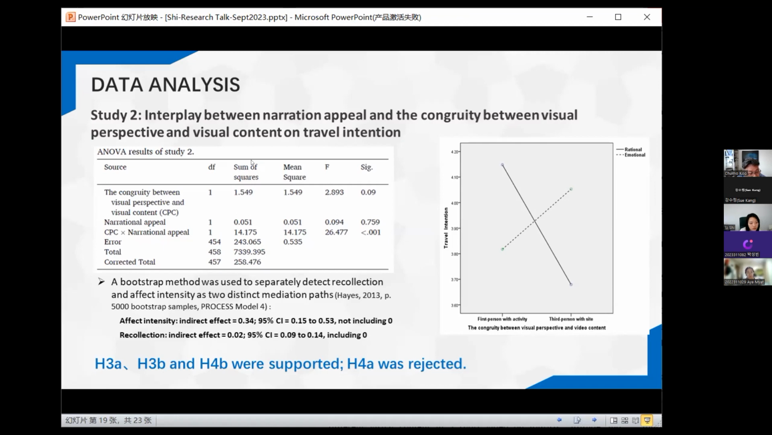And this also demonstrates that affect intensity, which is emotionally oriented, is a key mediator that explains the favorable effect of short marketing videos on people's behavioral intention. That means if you can steer their emotional reactions, there will be a better effect.